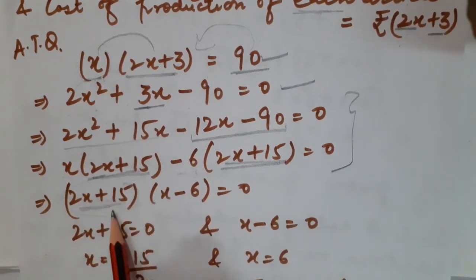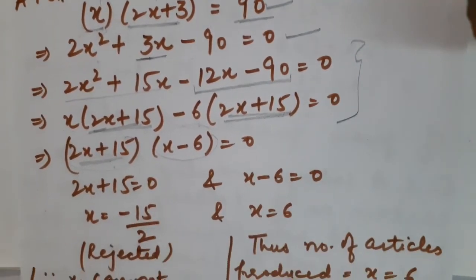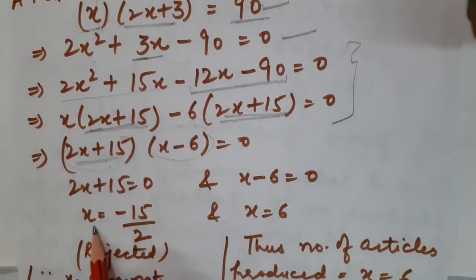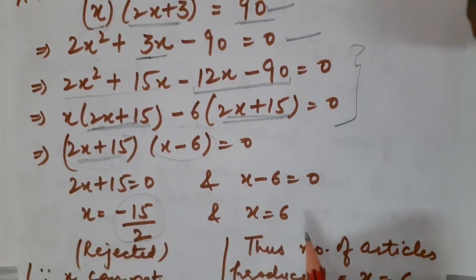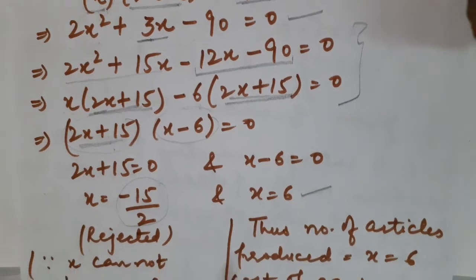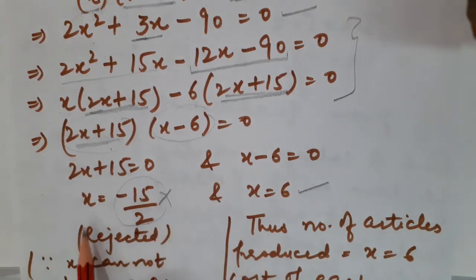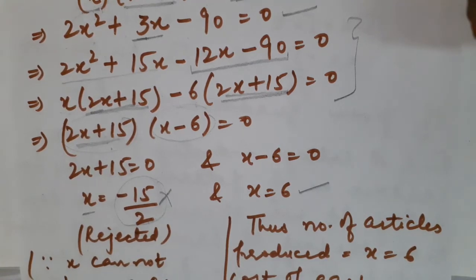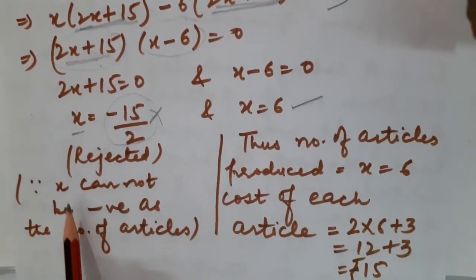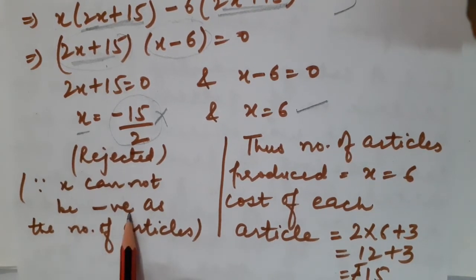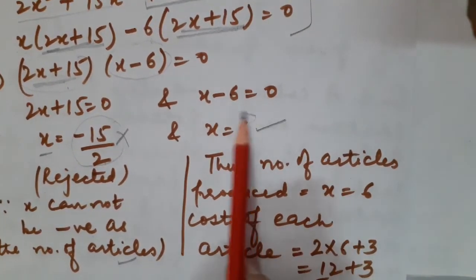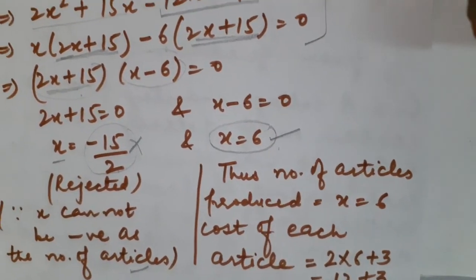This expression will be equal to 0 and x minus 6 will also be equal to 0. So 2x plus 15 is equal to 0. What is the value of x? That is minus 15 by 2. Correct? And here the value of x is 6. Minus 15 upon 2 we have to reject. Reason behind, because children, x was the number of the pottery articles produced on a particular day, and the articles can never ever be negative. So x cannot be equal to a negative value, as it is showing the number of articles produced. Correct? So definitely we have to accept x is equal to 6.